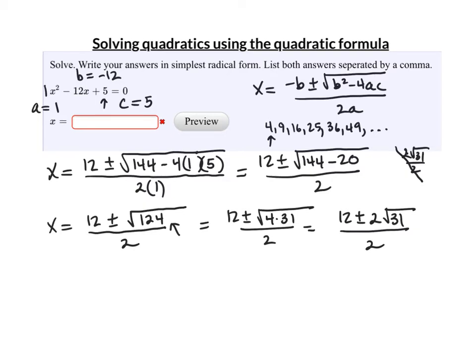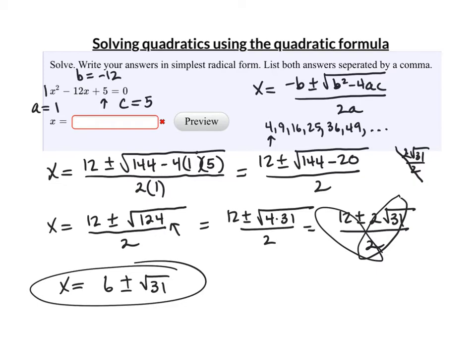You can cancel them. But then you have to remember that both 2 root 31 is divided by 2 and 12 is divided by 2. So this can be simplified because they both divide evenly by 2. If they both didn't divide by 2, we wouldn't be able to do this. That would be our answer. But since 12 divides by 2 and I get 6, and 2 root 31 divides by 2, the 2's cancel, they're both whole numbers. It's root 31. That is our answer right there.